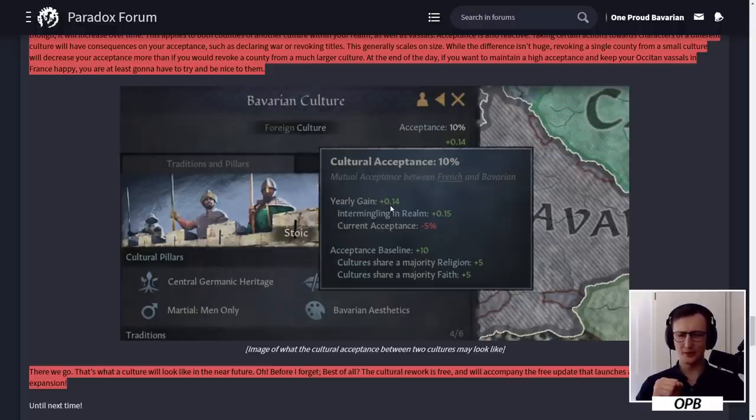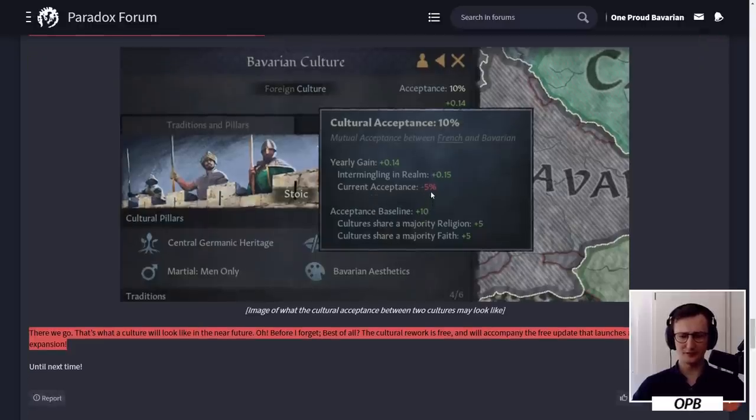Yearly gain, plus 0.14, intermingling in realm. I wonder where exactly this comes from for this case. You can even hover over it. Maybe it's just because we are fairly close by. Maybe it is because we have a similar religion. Nope, that actually comes in here. I'm not sure then. Current acceptance is minus 5%, apparently.